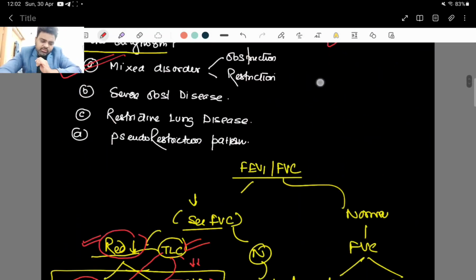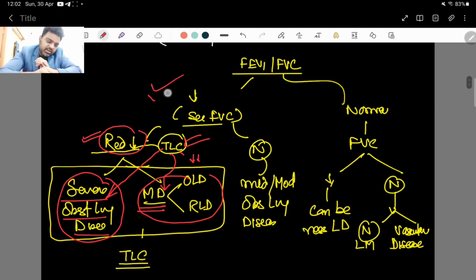Now, this is the algorithm that we have understood. Now we will add DLCO to this. But before adding DLCO to this, we have to understand something about DLCO, that is the diffusing lung capacity of carbon monoxide.